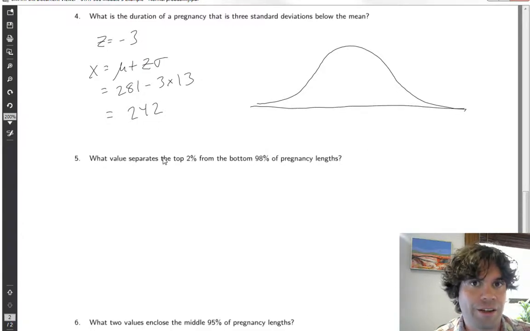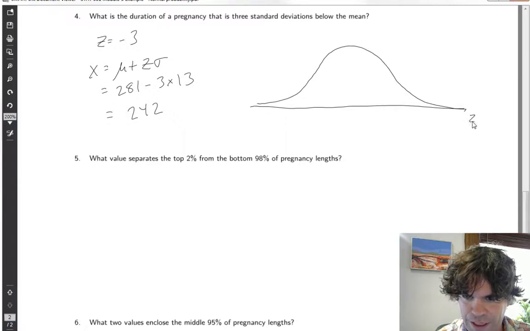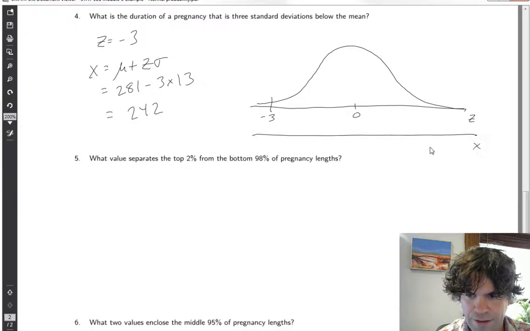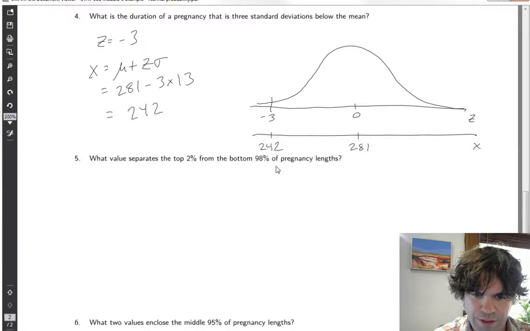We could have done this for a non-normal variable, but let's just go ahead and draw on the picture of our normal distribution. What we did is we took z, which has a mean of 0, and we said way down here, roughly, is z equals negative 3, 3 standard deviations below the mean, and we just converted that to x. On x, my mean is 281, and that is 242.